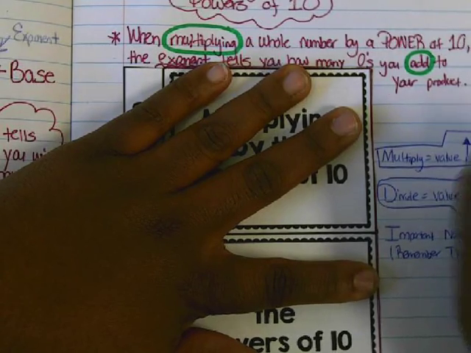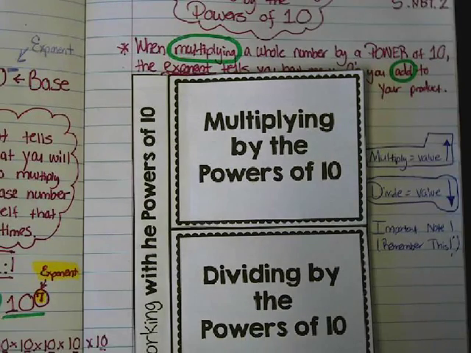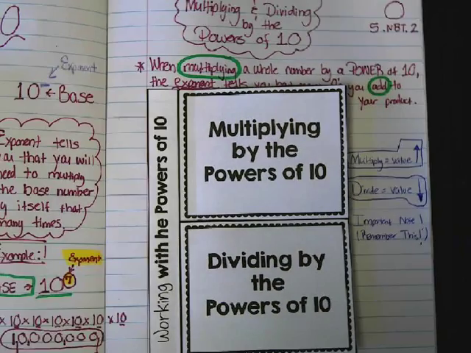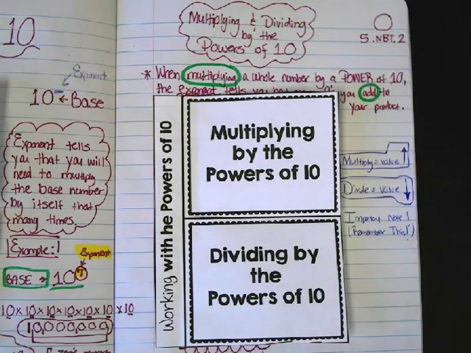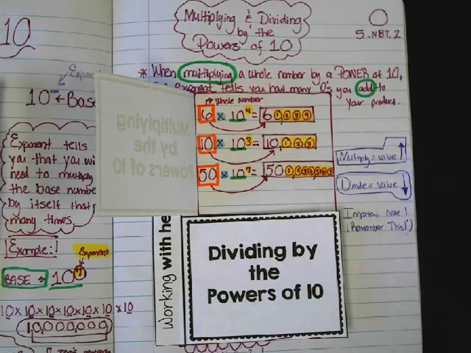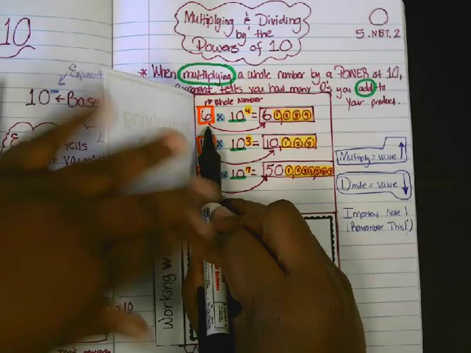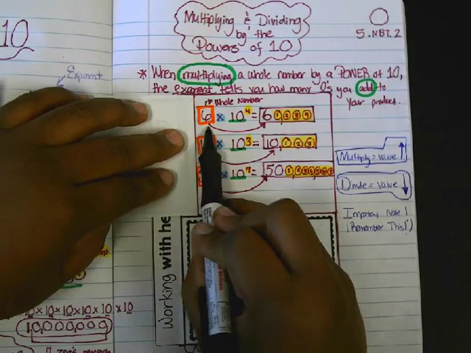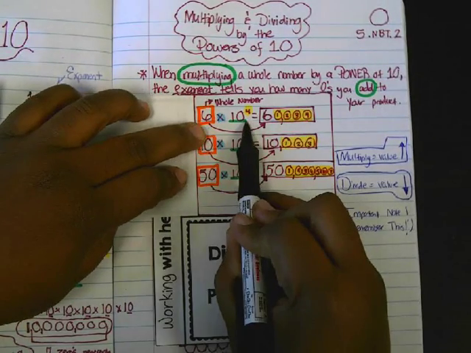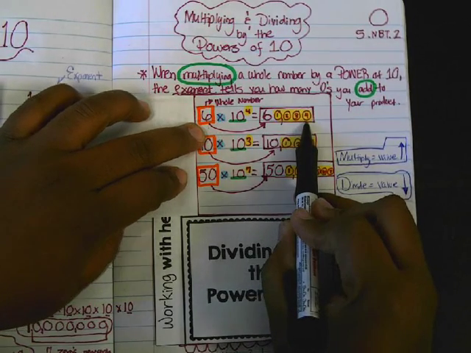So when you are working with 5-MBT2 and you are multiplying or dividing by a power of 10, you say, okay, here's my problem: 6 times 10 to the 4th power. Ooh, I'm multiplying. So my product should be larger than the whole number that I am starting with. So if I'm multiplying 6 by 10 to the 4th power, my answer should not be 600s, because that means I divided, and that would not be correct.